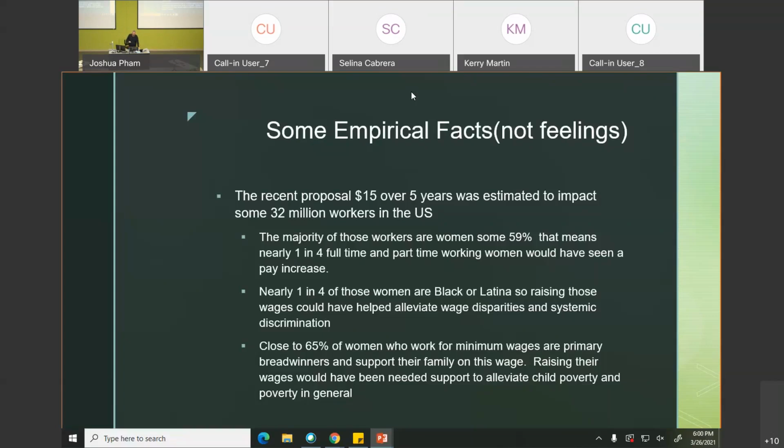So you've got a lot of women. 1 in 4 of these women are minority. Close to 65% of women who work for minimum wages are head of households. So changing this policy, giving them a wage increase, is going to have a dramatic effect on things like child poverty, family poverty, people's ability to supply and take care of themselves and their families. So these are benefits that you should probably consider and think about, or I would hope you would.